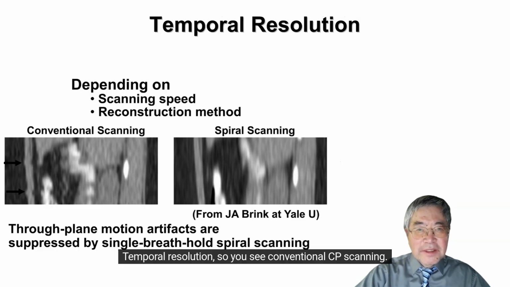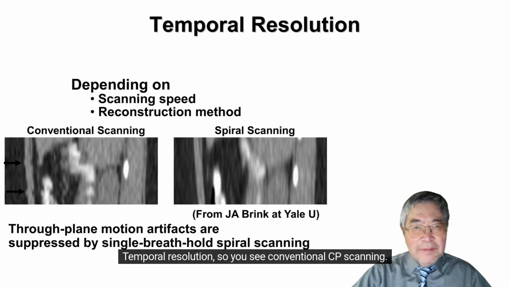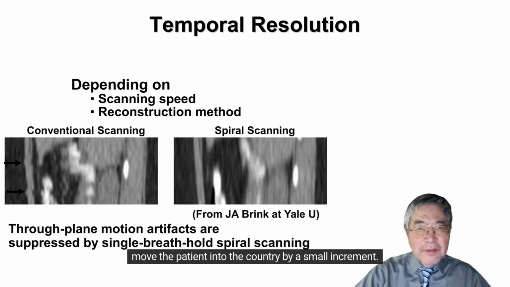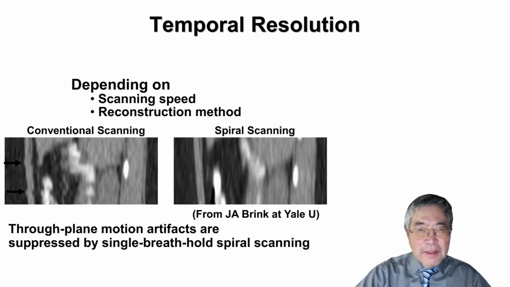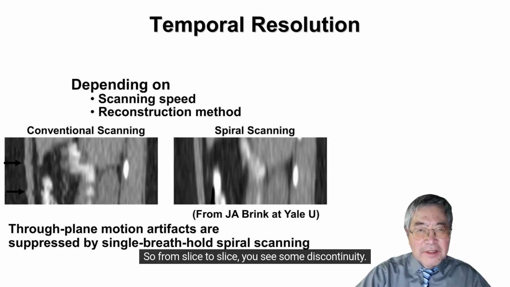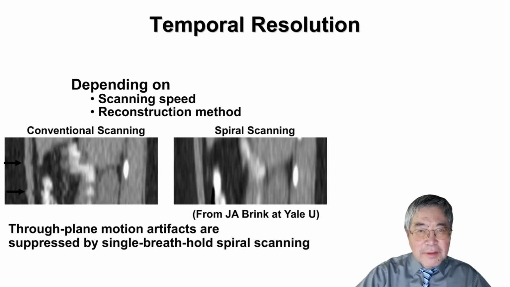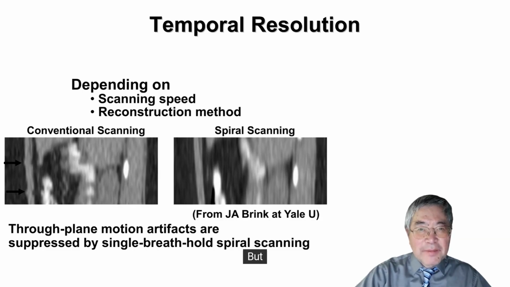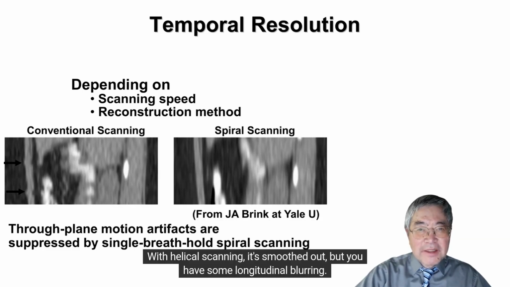Temporal resolution. In conventional CT scanning, you do one slice at a time, then move the patient into the gantry by a small increment, and scan again. From slice to slice, you see some discontinuity. This is not due to any pathological feature. It's really due to motion artifacts that show the temporal resolution is not good enough. With helical scanning, it's smoothed out, but you have some longitudinal blurring.